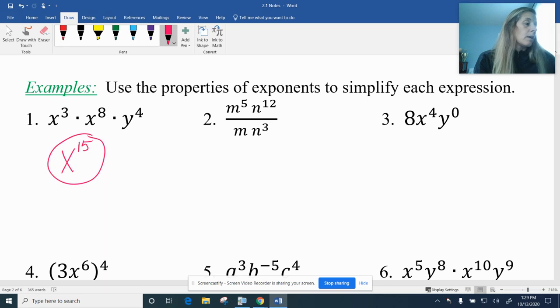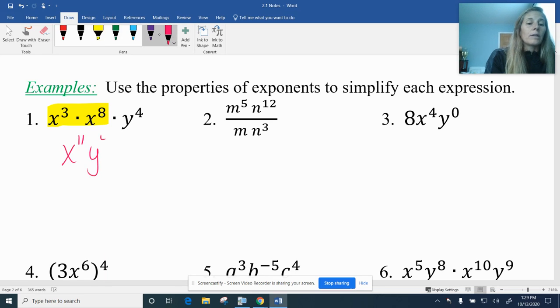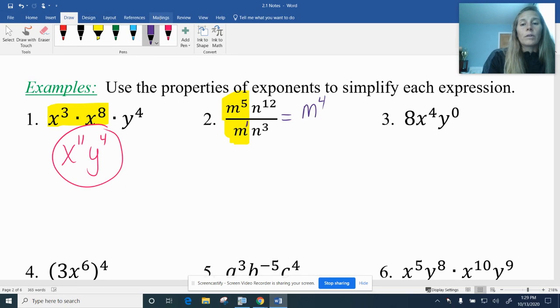All right, then, oh wait, I'm sorry. I didn't even realize that was a y there. So we have 2 x's. So x to the 11th, and then y to the 4th. Okay, the next one, we have the 2 m's. So that's going to subtract. This is really a 1, so I have m to the 4th on the top.